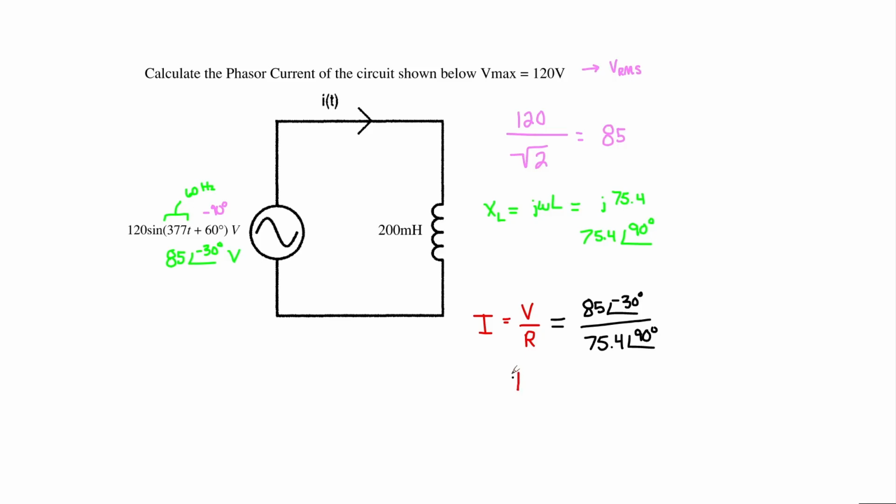Solving for this, we can find that our phasor current is equal to 85 divided by 75.4, which yields roughly 1.13 at an angle of negative 30 less 90 degrees. That is equal to a negative 120 degree angle phase shift. And this is in the unit of amperes, and this is our phasor current for the circuit shown below.